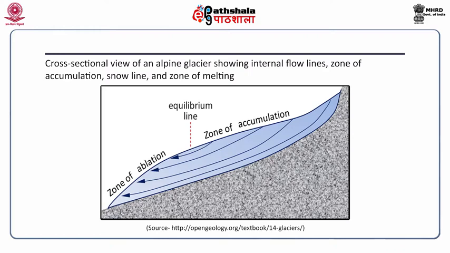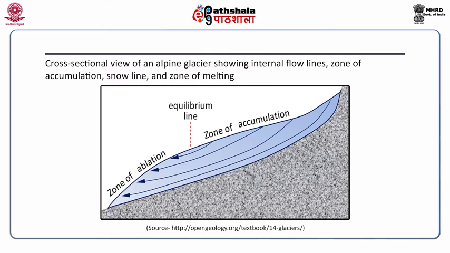You might have read in different newspapers, you might have seen on the television a number of times news items about the Gangotri and Yamunotri glaciers, that these are retreating. So when we say these are retreating, this is because the ablation is more than accumulation. The ice movement in alpine glaciers takes place from the zone of accumulation to the zone of ablation. The largest alpine glaciers are in Alaska and the Himalayas.